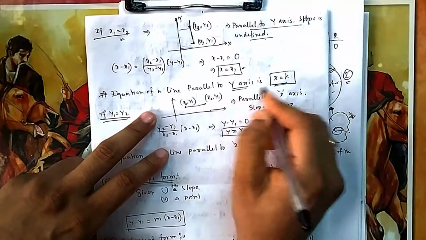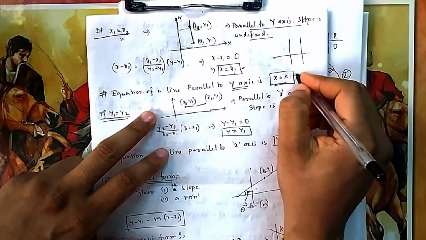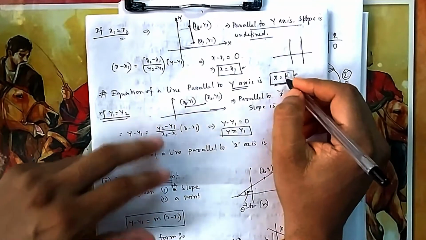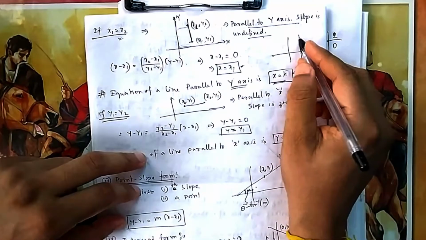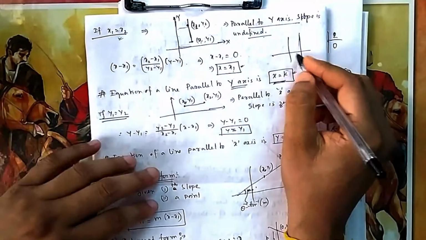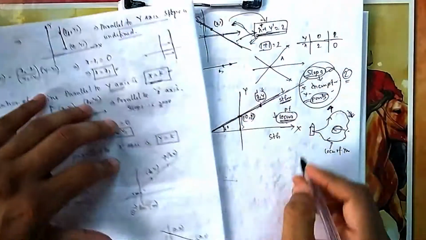I told you coordinate geometry is a funny thing. Anything you do with the y-axis, you write in x. So for any line parallel to the y-axis, this is the equation. Earlier you found x equal to 2 means a particular point, but here x equal to 2 means this entire line. Y can be anything. You put just x equal to 2, because earlier you had only this line.